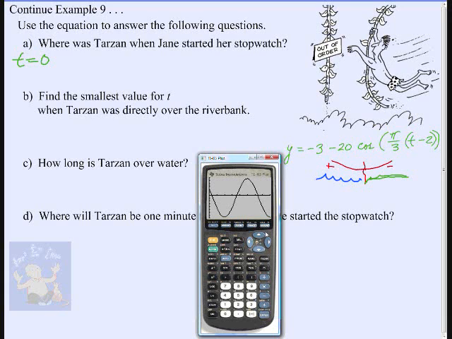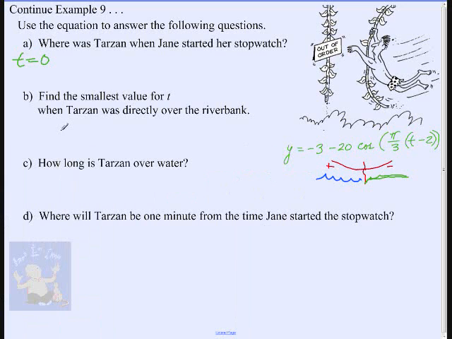Nice sinusoidal. Where was Tarzan when Jane started her stopwatch? Well, we could trace that back to 0, and what do we see? At that point, it was a positive 7. So when she started her stopwatch, y equaled 7. So he was 7 feet over water from the riverbank.